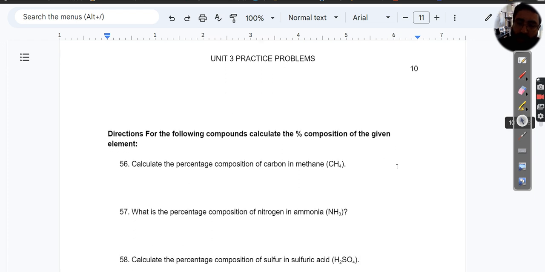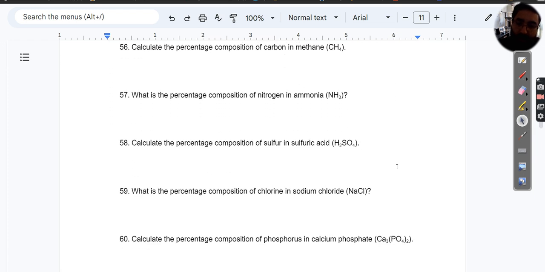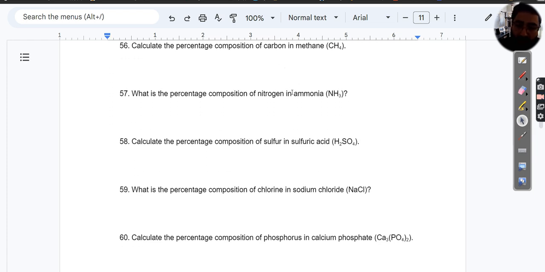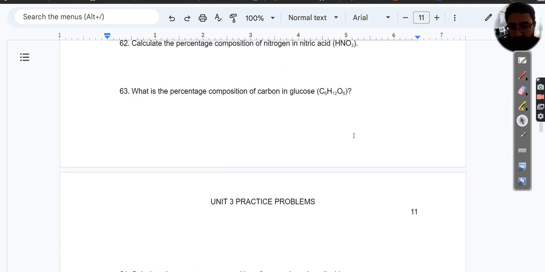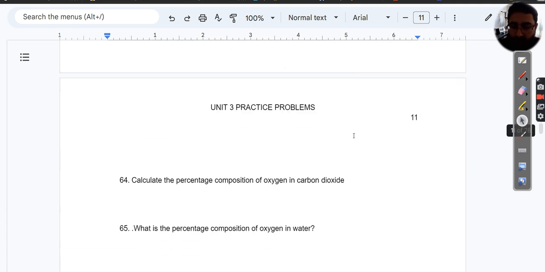Now what you've got to do is just find the percent composition of each element, or the given element in your problem, all right? And that's basically it.